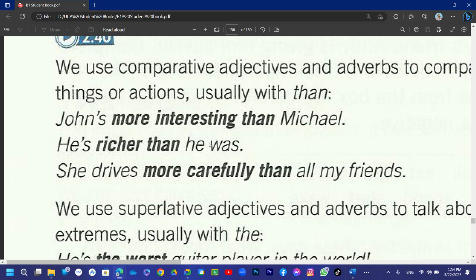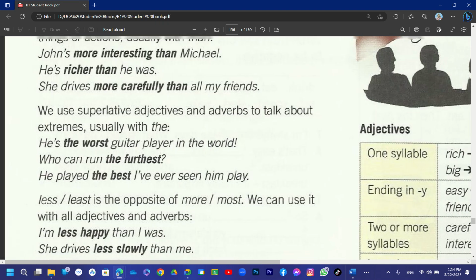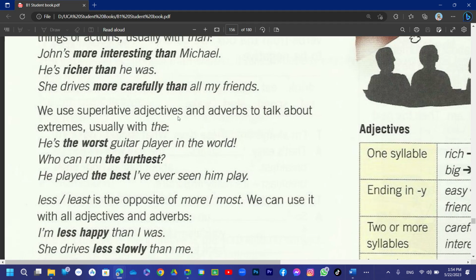But what about the superlative? Now this is the superlative part. We use superlative adjectives and adverbs to talk about extremes. Extremes is like the highest point, okay? So there's not any comparison there anymore. It's like that is the highest thing. You cannot really bring any changes. And usually we have to use the article the. Okay, you have to use the article the.